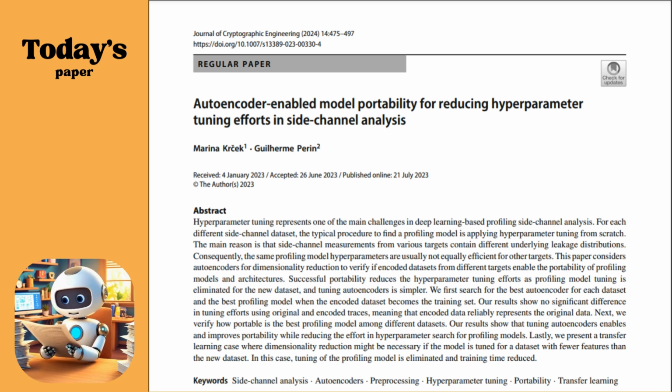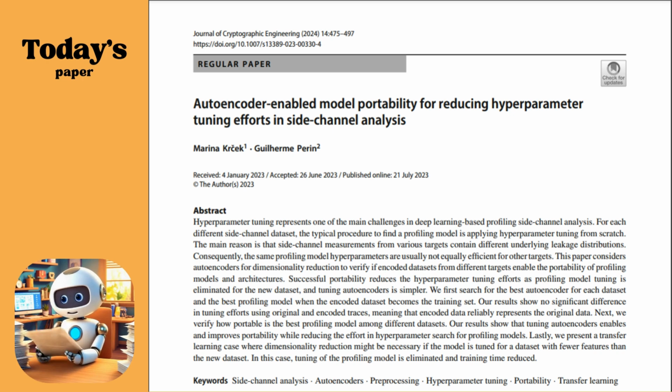Wow, really? In some cases, the models trained on the compressed data actually did even better. So the compressed data is just as good, if not better. That's what they found. Amazing. I know, right? It's like a win-win. Totally. You get smaller data sets, which makes training faster and easier, but you don't sacrifice performance.